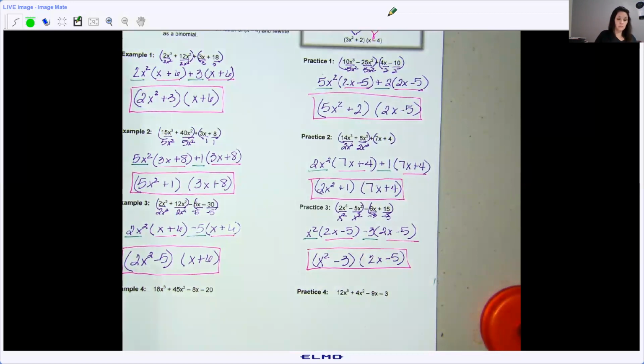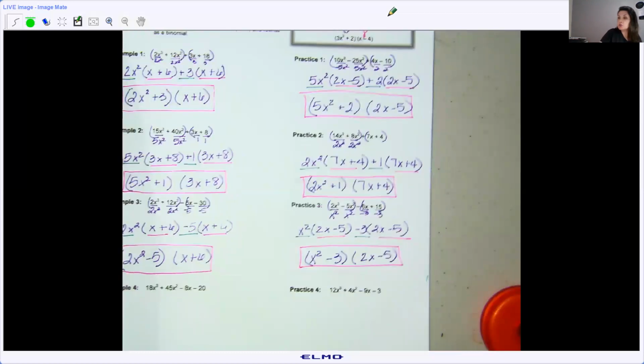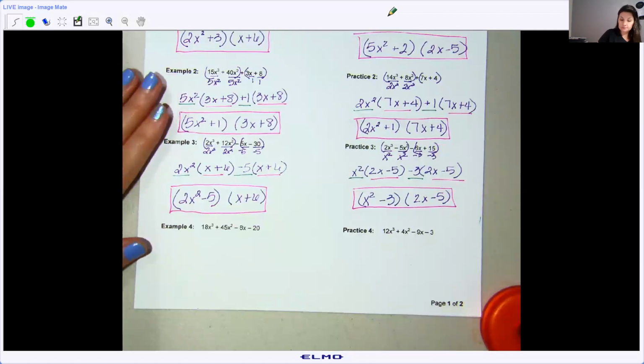You can go ahead and start on the bottom 2 if you would like, just to see if you have the right idea. I'm just checking over my answers, make sure they're correct. Okay, I'm going to start on this one.